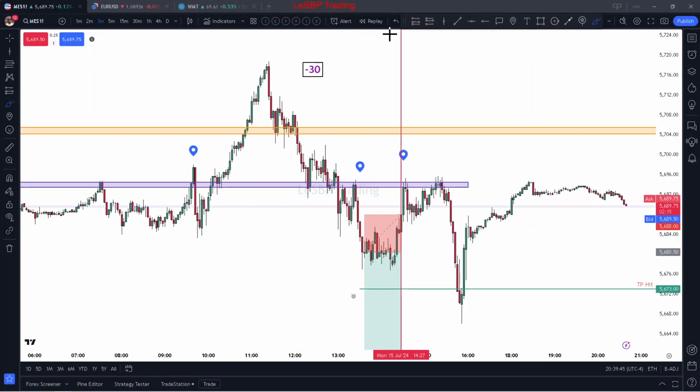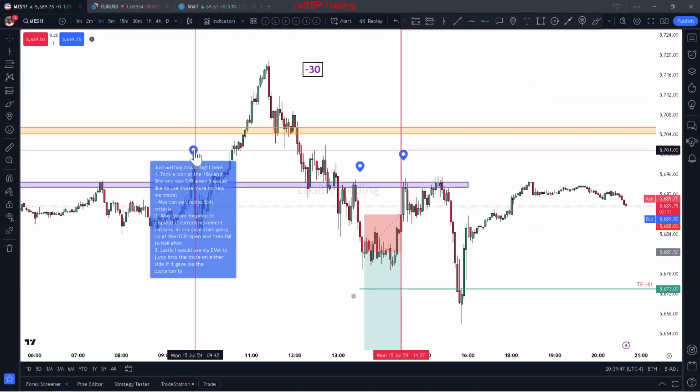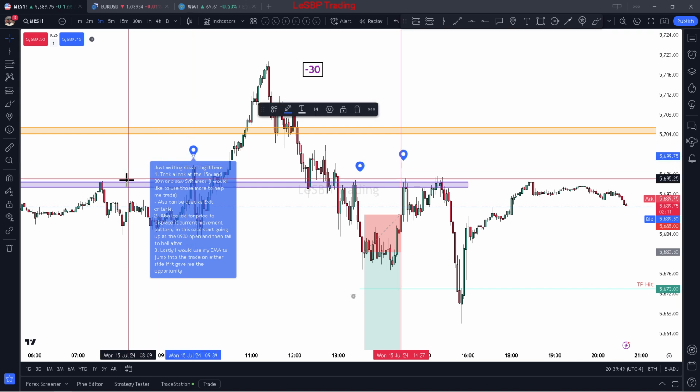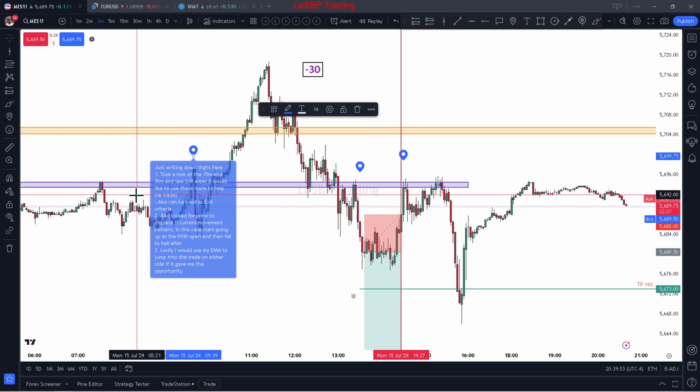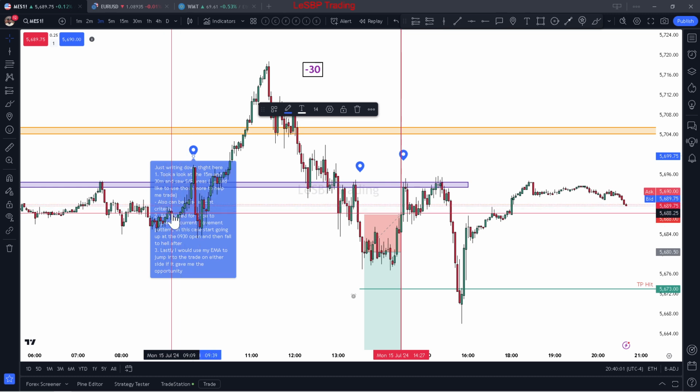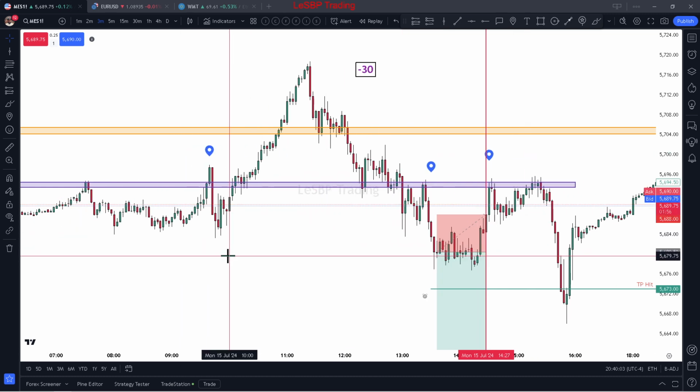that I will read you all really quickly so that I'm not babbling on. So this first one here, just writing down thoughts. Took a look at the 15-minute and 30-minute support resistance area. We are trying to use that a little bit more. I would like to use those more to help me trade. They also can be used as exit criteria.